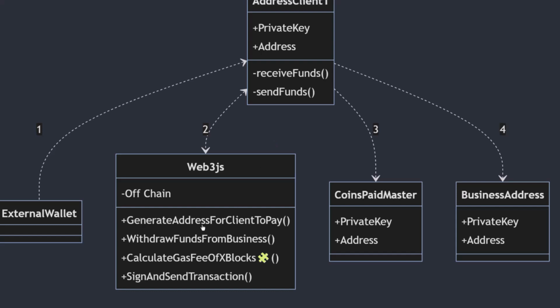Web3.js can also generate addresses for the business in case they want to have more addresses for the clients to pay. Web3.js will also be able to withdraw the funds and send the funds to the business when they want to withdraw. We have also created a Web3 plugin which will track the base fee per gas of any given blocks. In this example, we are just tracking the last 50 blocks, but it can also be the last 1000 or last 100 blocks.